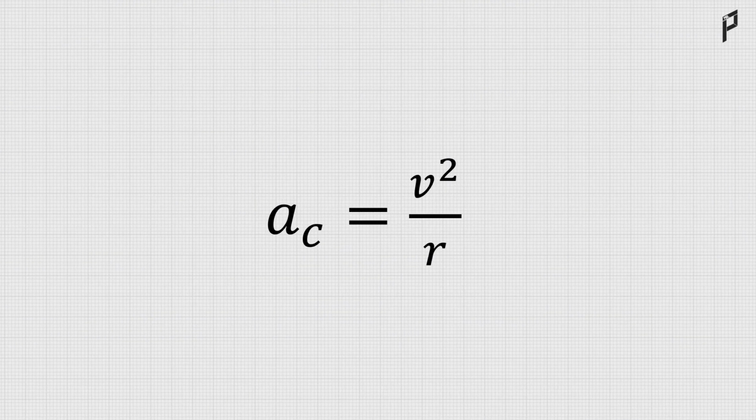So now you know the magnitude of the acceleration. But in what direction is the acceleration being applied? The acceleration being applied by the car is always along the radius towards the center. Now, this acceleration is called centripetal acceleration because centri means center and petal means to seek. So hence the name centripetal acceleration.